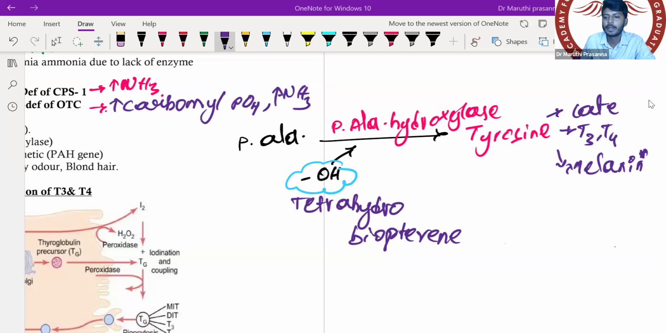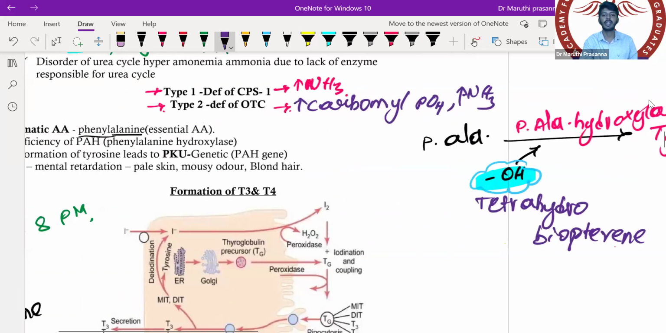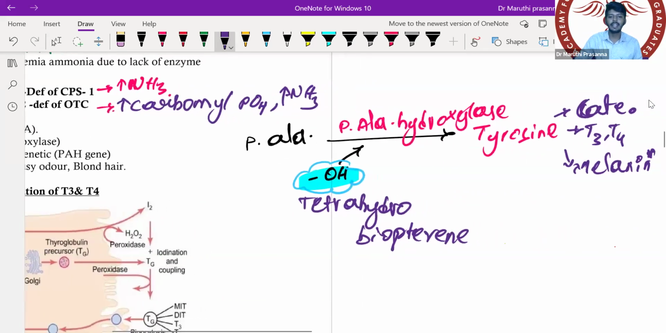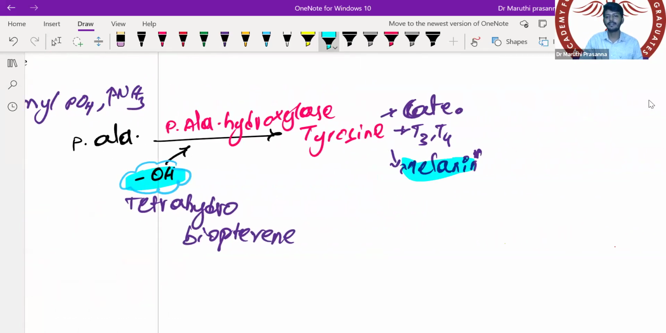All right. So tetrahydrobiopterin will give the OH group to the tyrosine. So what are the substances which are formed from the tyrosine? Catecholamines. Don't think of it as late. It is catecholamines. Catecholamines, T3, T4, and melanin are produced from your tyrosine. So melanin is the skin pigment. Melanin is the pigment which is present in your skin as well as in your hair.